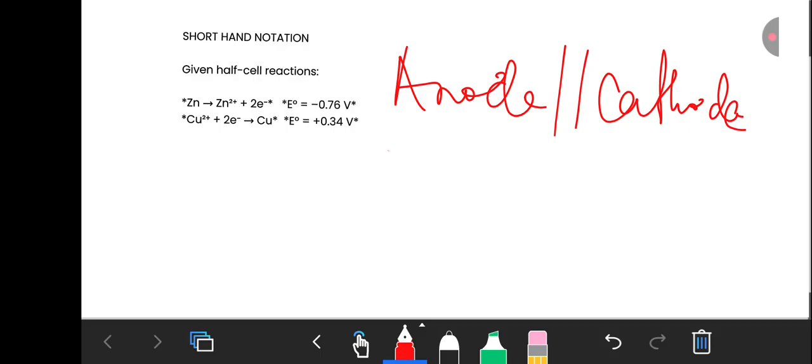What occurs at the anode in a galvanic cell or voltaic cell is oxidation. So we must check which reaction is undergoing oxidation. If we check this particular reaction, for a galvanic cell we always get a positive cell potential. Now in this particular question, zinc has a negative cell potential, so we must swap that reaction.